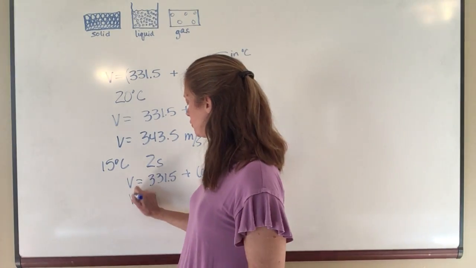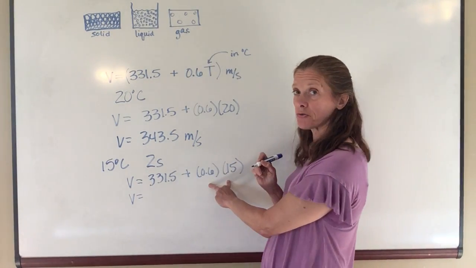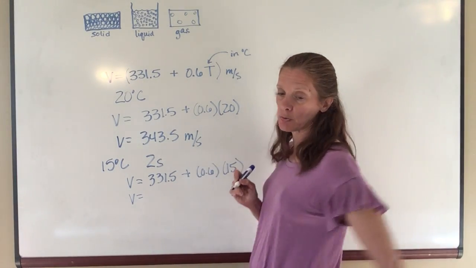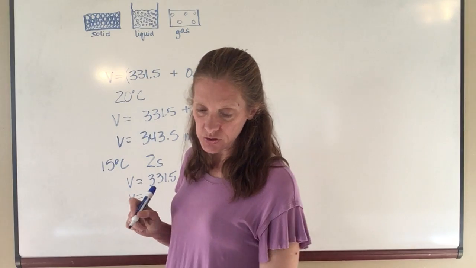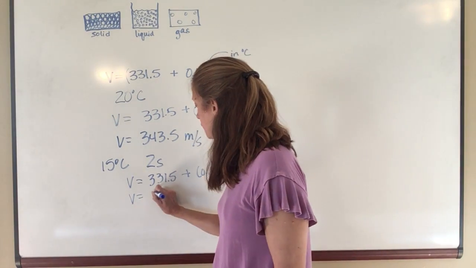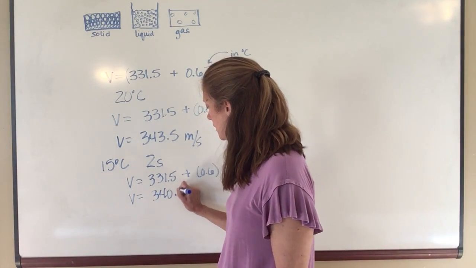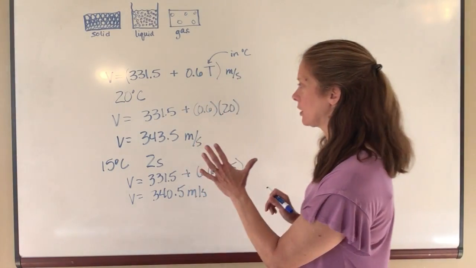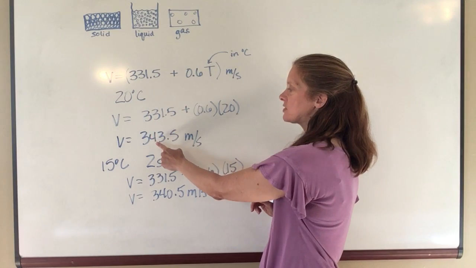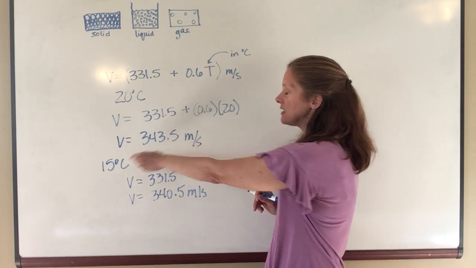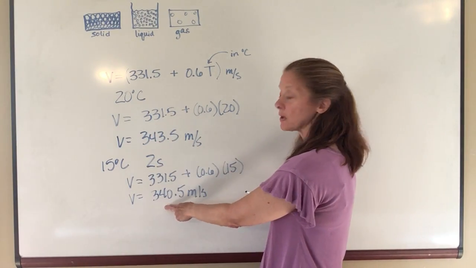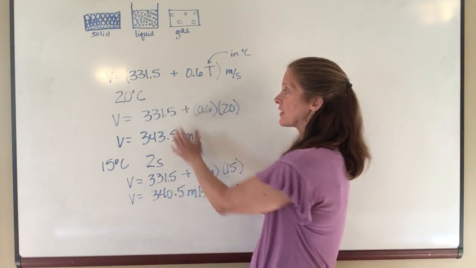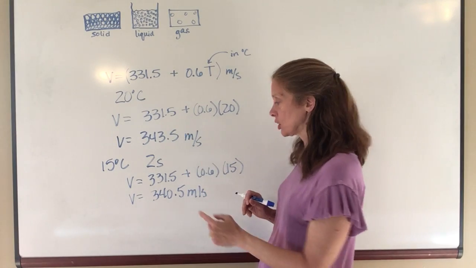And so when I do that, again, do the multiplication first, 0.6 times 15, and then you're going to add 331.5 to that, and you should get an answer of 340.5 meters per second. Now I want you to just compare here real quick. At 20 degrees, we said it was 343. Now at 15 degrees, we said it was 340. So just like I had told you, sound travels faster when your temperature is higher.